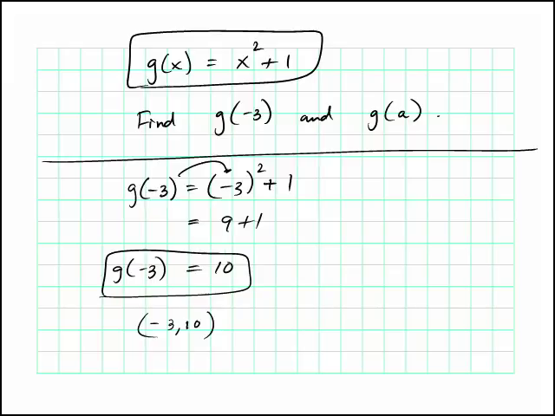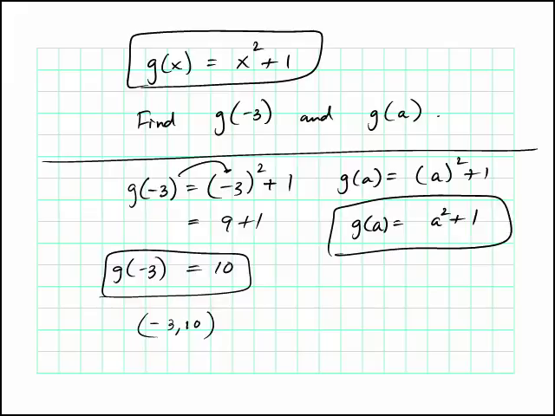Now, g of a. G of a means I replace the x with an a. So g of a equals a squared plus 1. And since I don't know what a is, I got to leave it like that. So g of a is a squared plus 1. If you want to write it as an ordered pair, it would mean when x is a, y is a squared plus 1. Okay, and that's function notation.